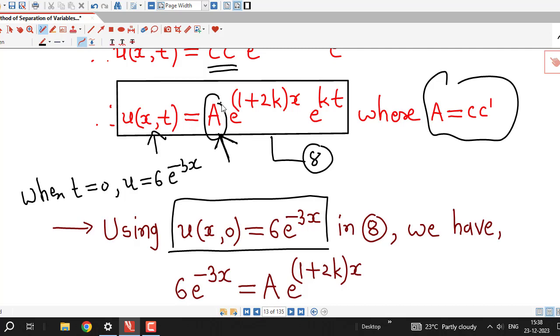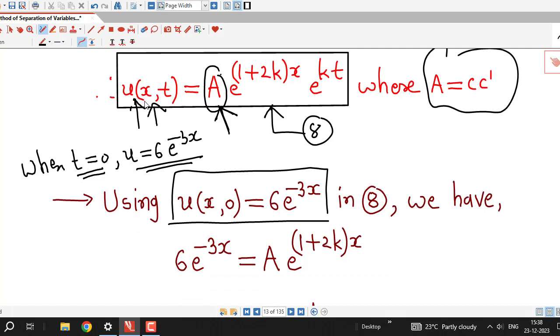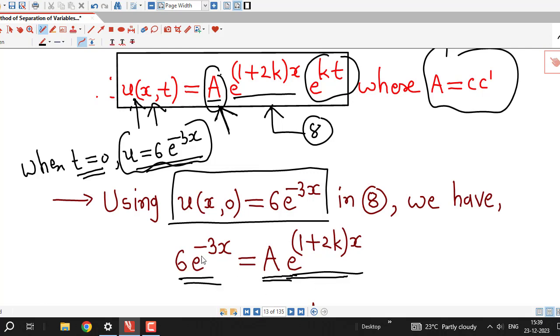Out of those infinite number of solutions, we are interested in that solution which satisfies the condition that at t equal to 0, u is 6 times e raised to minus 3x. So we put t equal to 0 and u equal to 6 times e raised to minus 3x in equation number 8. Left hand side is u, which is 6 times e raised to minus 3x. Here capital A is as it is, e raised to 1 plus 2kx. Here we put t equal to 0, and e raised to 0 is 1. And then we compare these two sides.